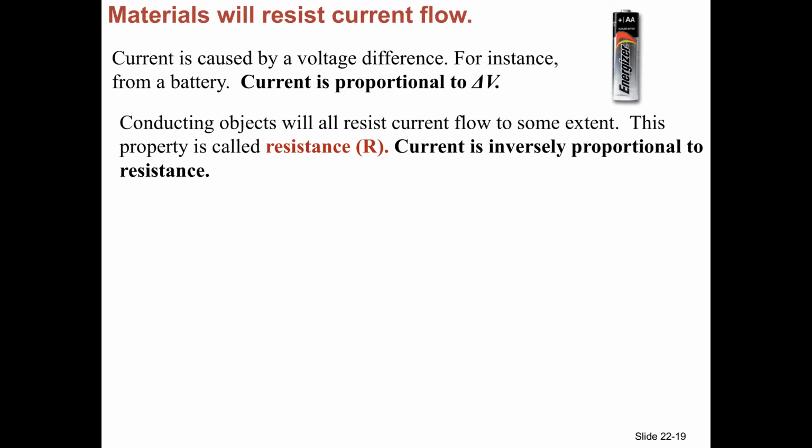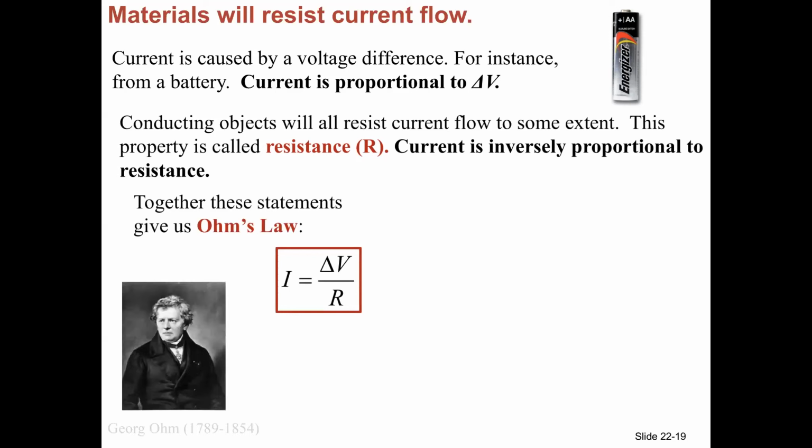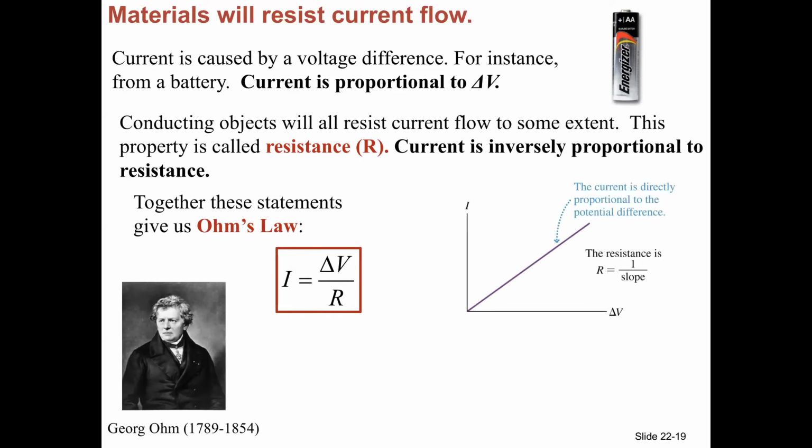Combining these two statements gives us our second experimental law for currents, and this is called Ohm's law, named after this guy, Georg Ohm. And it's that the current is proportional to voltage and inversely proportional to a material's resistance, R. Basically, it says that if you graph current versus voltage like this, the graph should be linear, and the inverse of the slope will give you the resistance of the material.